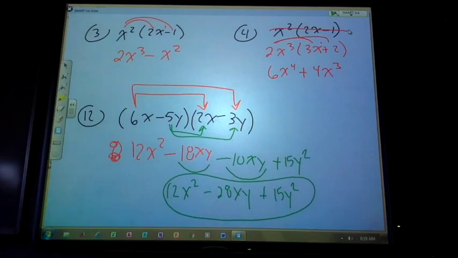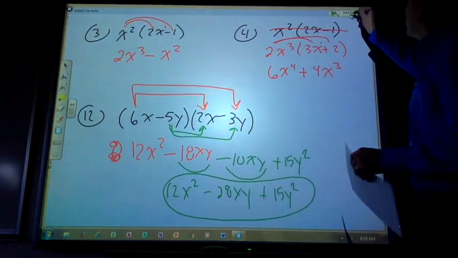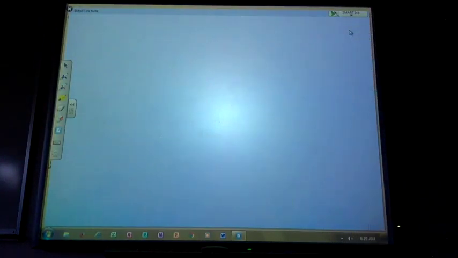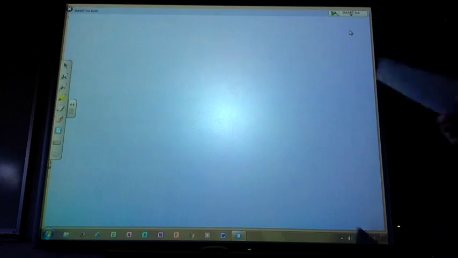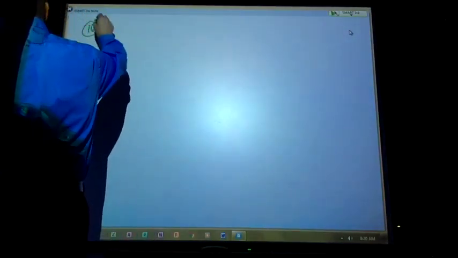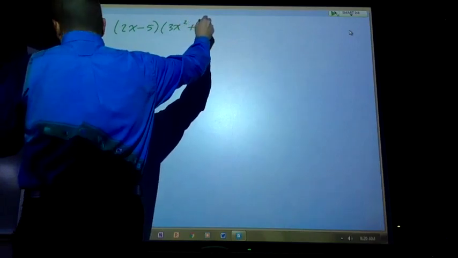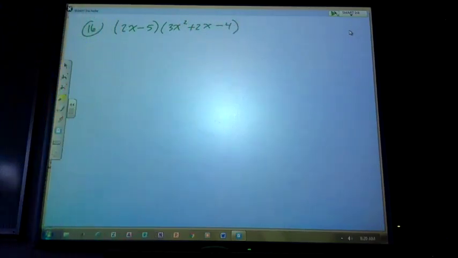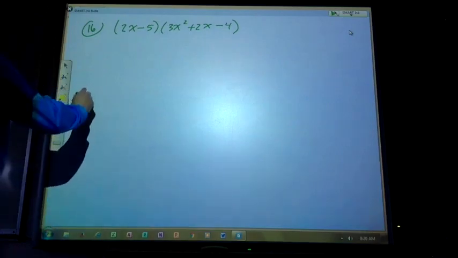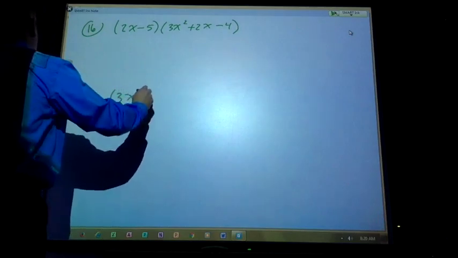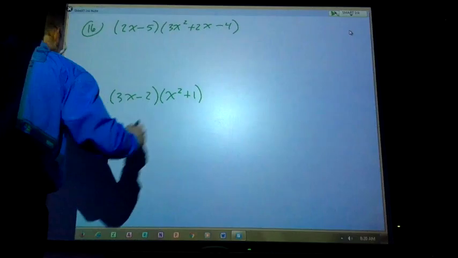What other questions do we have up to on just the first page, up to 17? 36. Okay, good. What else we got? Yeah? 16? One more from that front page. Okay.